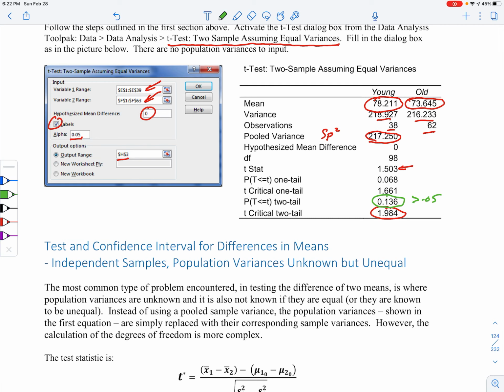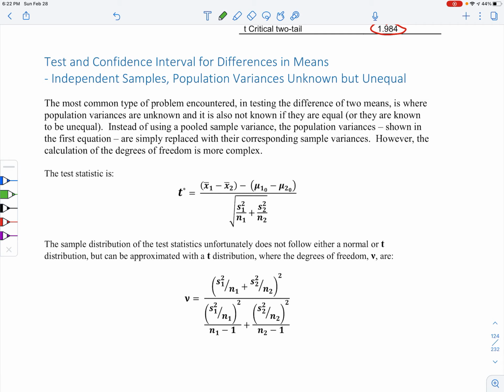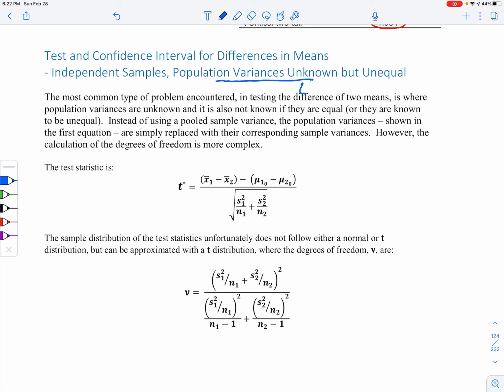So that's how we deal with the test and confidence interval for differences of means where the variances are unknown but equal. Now what we're going to do is take a look at tests and confidence intervals for the differences of means, independent samples, population variances unknown, so it means that we're going to be using a t-test, but unequal.